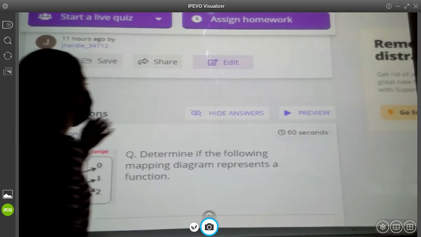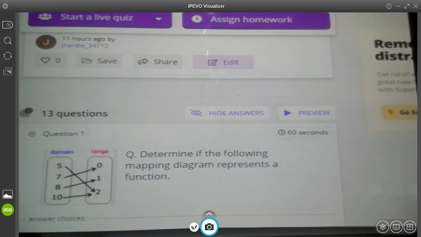All right, here we go. So the first question says, determine if the following mapping diagram represents a function. So guys, just remember that important definition of a function. It says that when one number goes in, only one number can come out. So like if 2 goes in and 7 comes out, I don't want to plug 2 in later and now all of a sudden a 10 comes out.